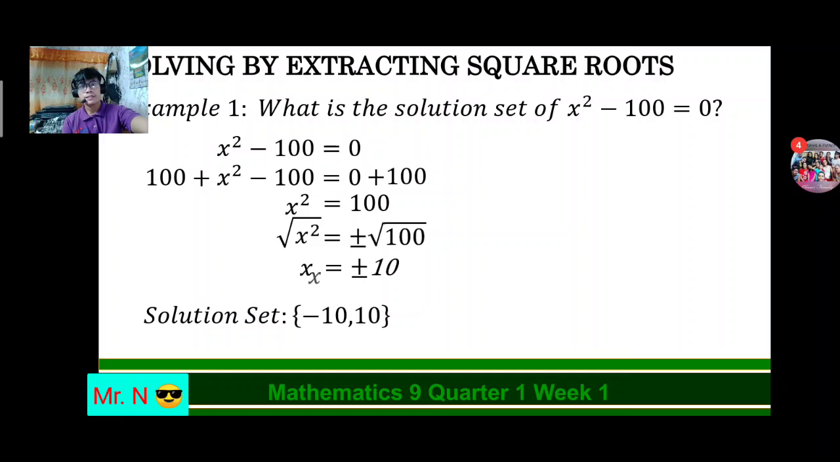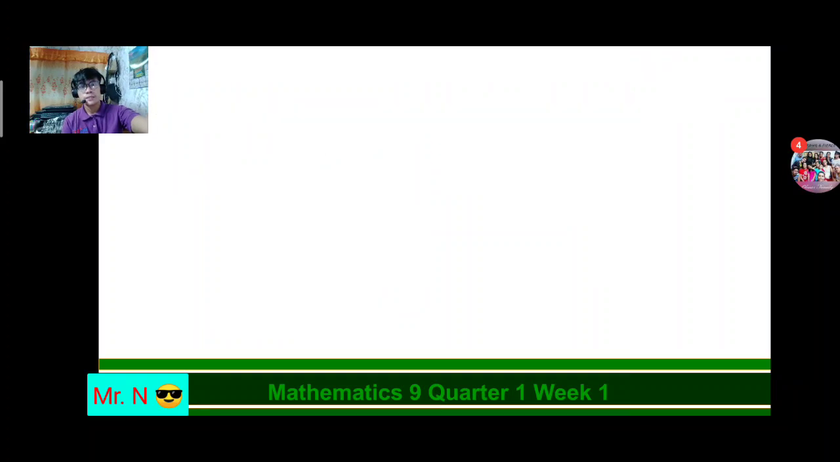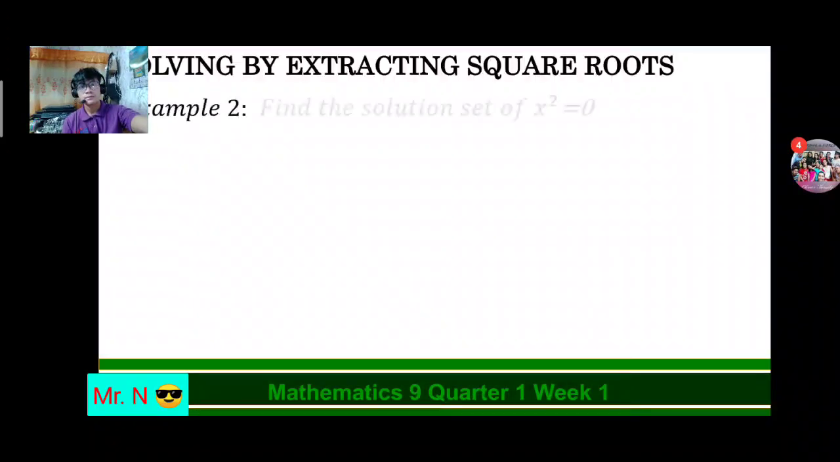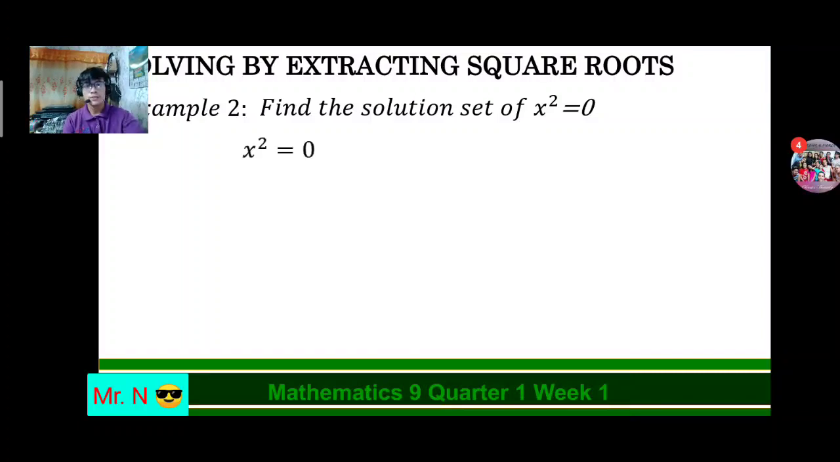Next, let's have example number 2. Find the solution set of x squared is equals to 0. So we have the given equation x squared is equals to 0. And as you can see, this quadratic equation is already written in a form of x squared is equals to k, such that k is equals to 0. So madali na lang to.